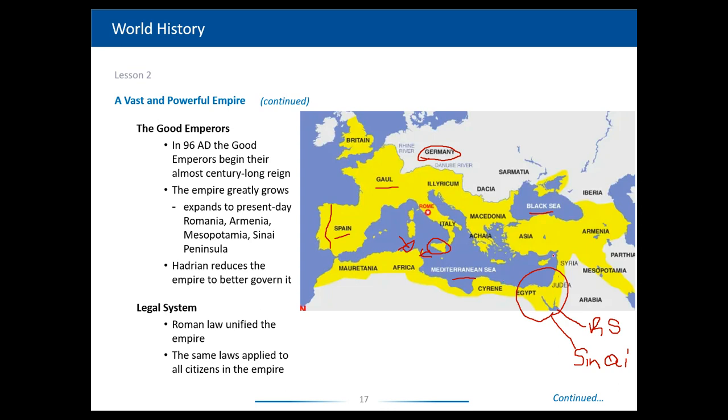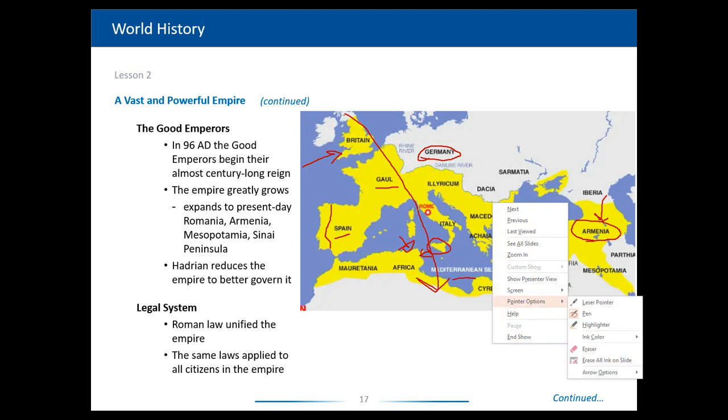Okay, here's Armenia. And you probably have heard of Armenia because this is where Kim Kardashian and the Kardashians are from, they're Armenian. So you're getting a sense of where everything is. Here's England here in the north, or Britain, Great Britain. So the Roman Empire rules from Great Britain all the way to Africa. That's a big empire.